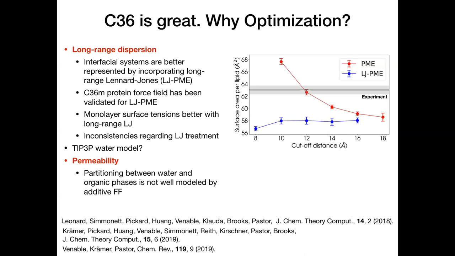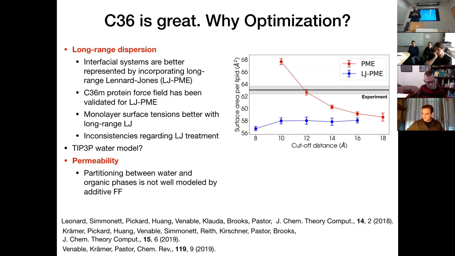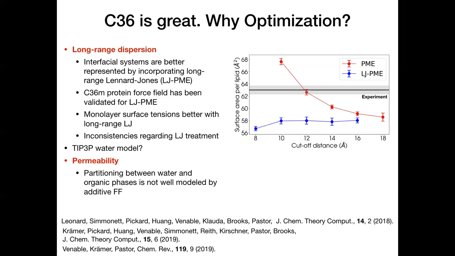And then the third thing that we found that C36 doesn't do so well is permeability. I don't know how many of you have worked with this in the context of the SAMPL competition. Permeability is basically partitioning plus some kinetics. And with these MM force fields, we don't even get the partitioning right. So the performance of MM-based approaches in these competitions is usually pretty poor. So permeability is another thing that we want to optimize, that the current CHARMM force field doesn't really get, and no MM force field really.